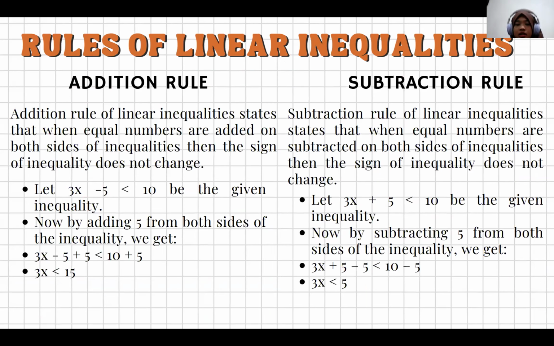Okay, there are rules of linear inequality. There are four. The first one is the addition rule. The addition rule of linear inequality states that when equal numbers are added on both sides of an inequality, then the sign of the inequality does not change.